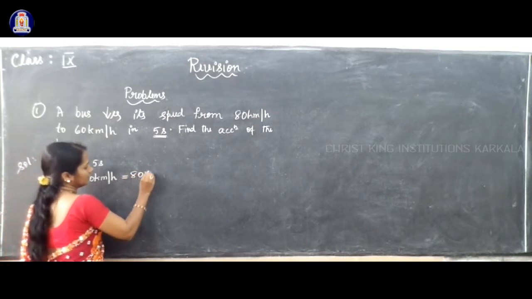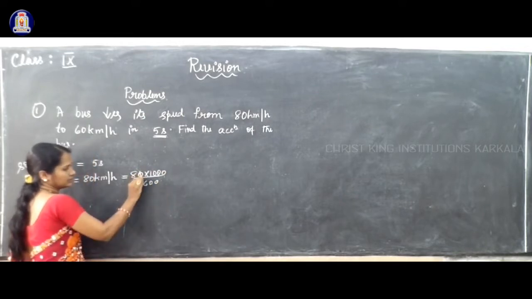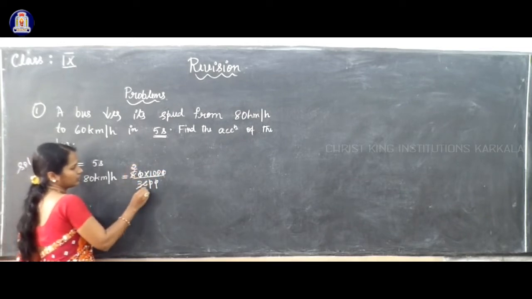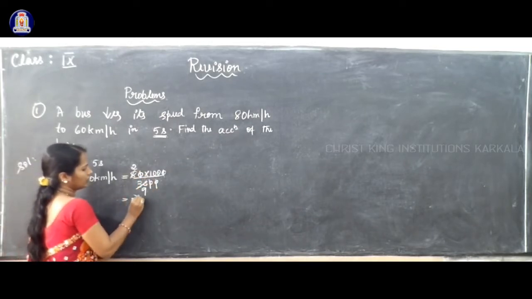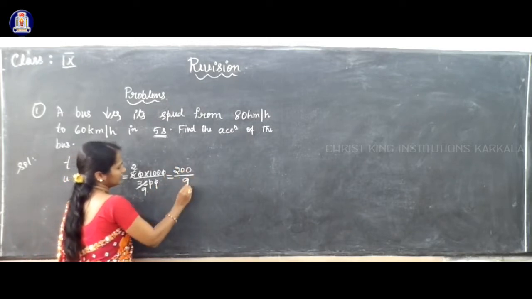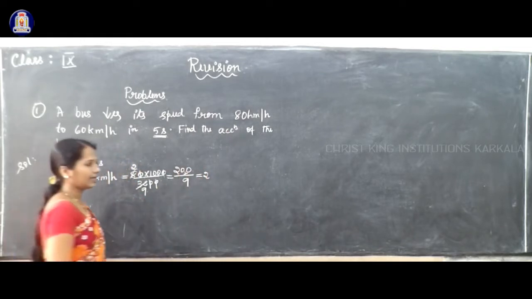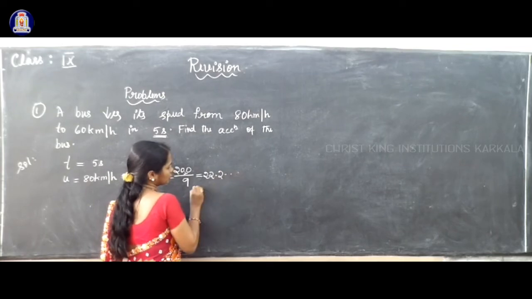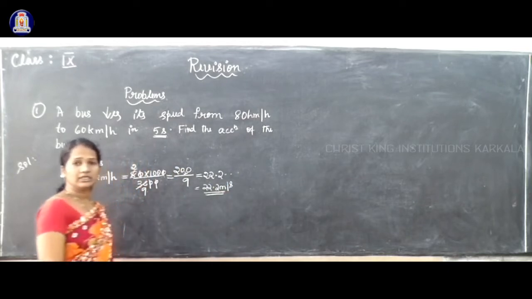How to convert? 80 into 1000 divided by 3600. This 0 cancels, this 0 cancels. 4 2s are 8, 4 9s are 36. Then 2 into 100, 200 divided by 9. 9 2s are 18, 2 carry again 20. 9 2s are 18, point 2 carry 20, 2 continues. So I take it as 22.2 meter per second. That is the initial velocity.